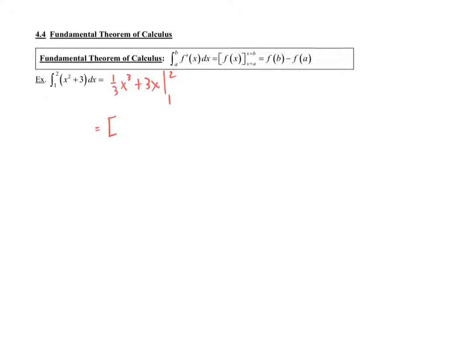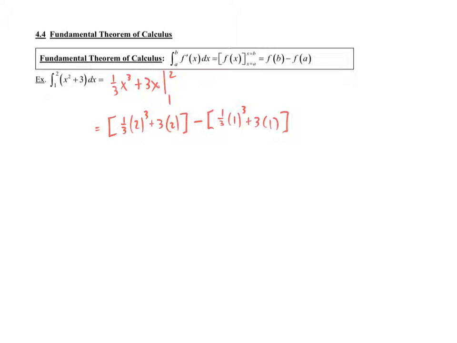So, first thing that needs to happen is I need to plug in my upper bound. I usually open a bracket here and then plug in my upper bound, so 1/3 of 2 cubed plus 3 times 2, and then close my bracket, subtract, and then open a new bracket to indicate this is where I'm going to plug in my lower bound. So that would be 1/3 of 1 cubed plus 3 times 1.